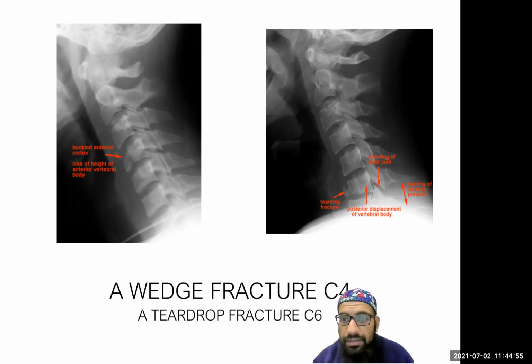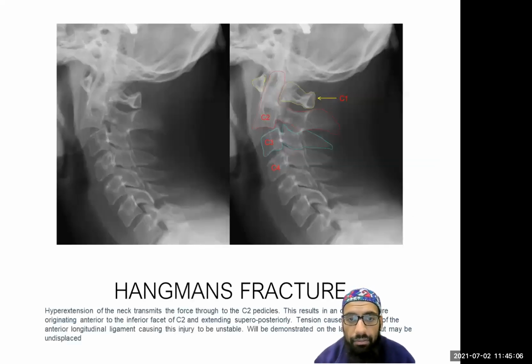There's a widening of the facet joint, what they call fanning of the spinous processes as well. But the most important thing is in these patients, CT, immobilize. That's all that we're going to keep on repeating over and over again. So this is a hangman's fracture.